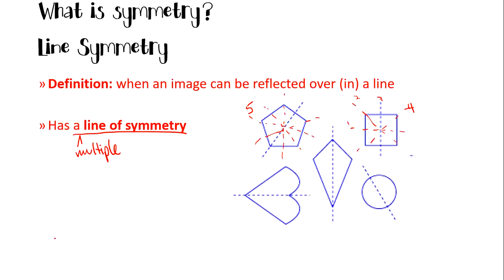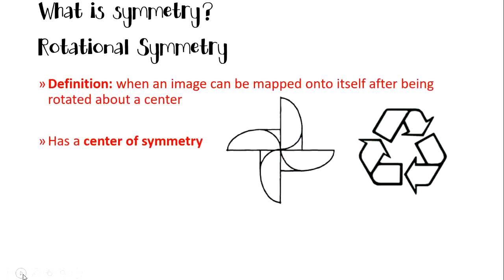I'm sure you've seen these kinds of things when you've talked about symmetric, not symmetric, asymmetric, stuff like that in your previous math or art classes even. Okay, so now we're going to go on to rotational symmetry. Rotational symmetry is when an image can be mapped onto itself after being rotated about a center, which is typically the center within the middle of the image. So if a picture has rotational symmetry, we would say it has a center of symmetry.